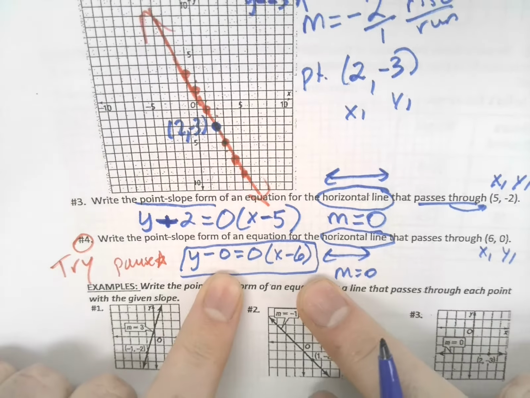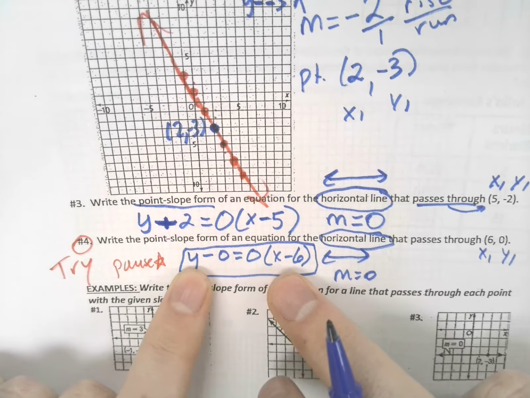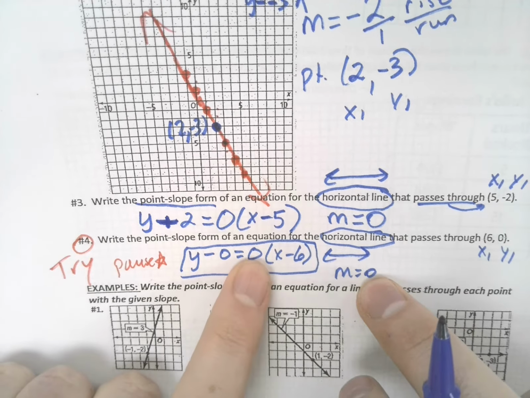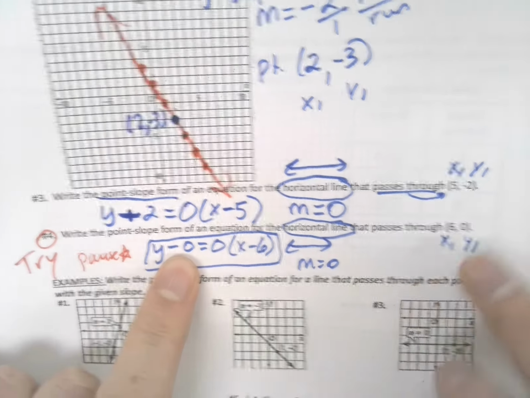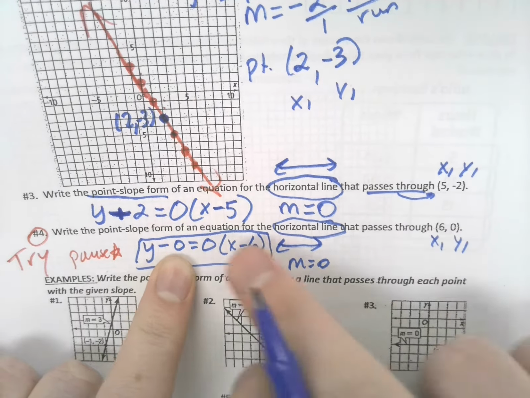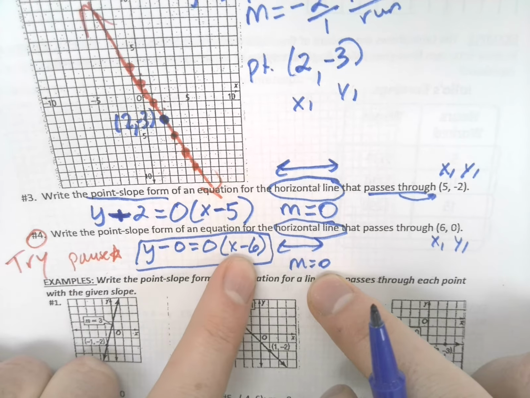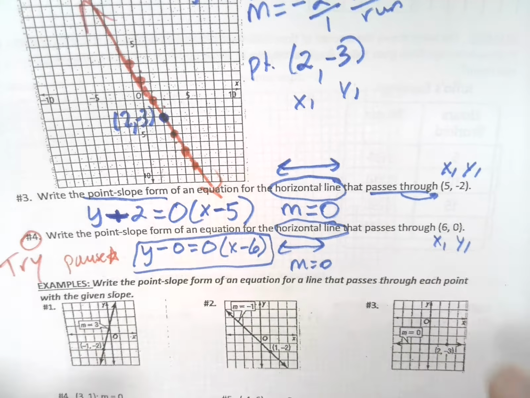Let's see if you guys got this. So y minus a horizontal line. We know we got a slope of 0, but that's not where this 0 comes from. That comes from y1. Y minus 0 equals our slope, 0, times x minus x1, which is 6.